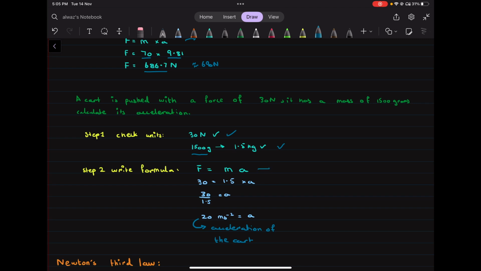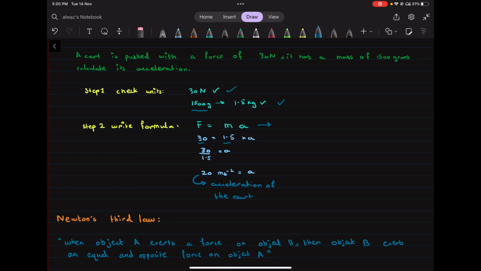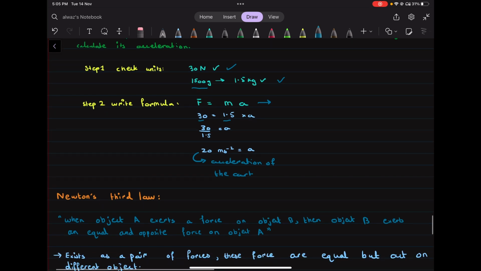Now we write the formula and we just put in the values that we know. So force is 30, done. Mass is 1.5, this is also done. And we need to calculate acceleration. We just solve for A and we can see that the answer is 20 meters per second squared.